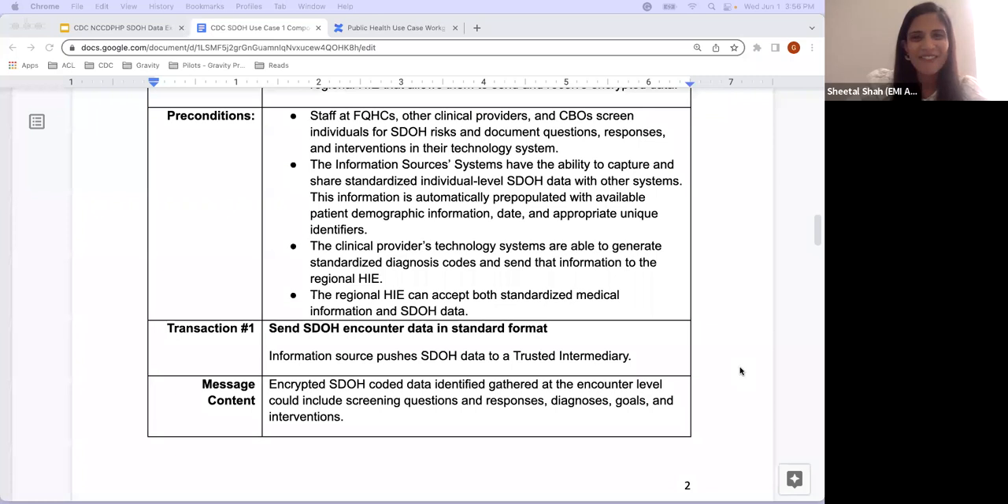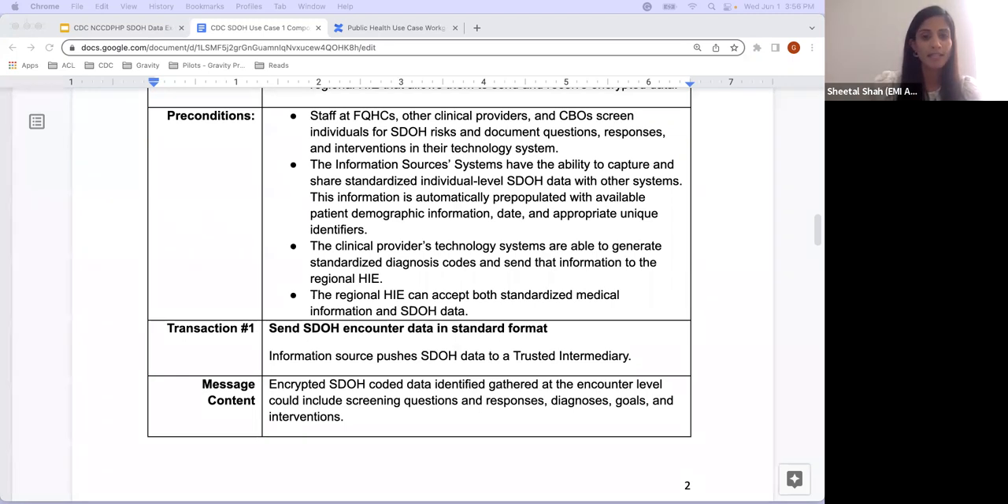The next section we have here is the preconditions. Again, we're looking at what has to be the state of the systems that are involved in the story, and it could potentially be related to workflow. First, we wanted to explicitly state that the staff at the FQHCs, potentially other clinical providers, and the CBOs do screen for social determinants of health related risks, and they actually document that in their technology systems.